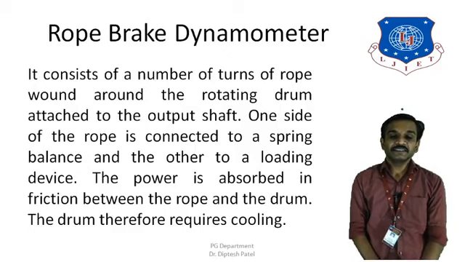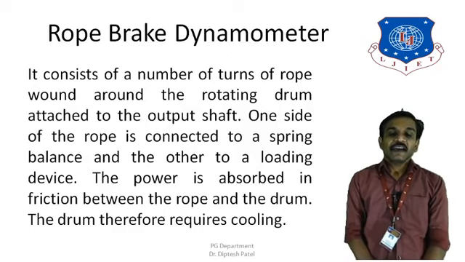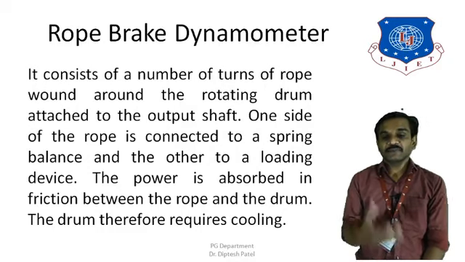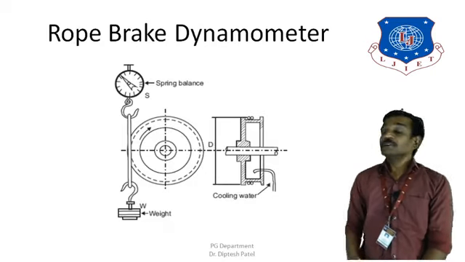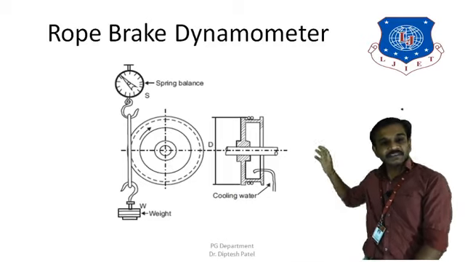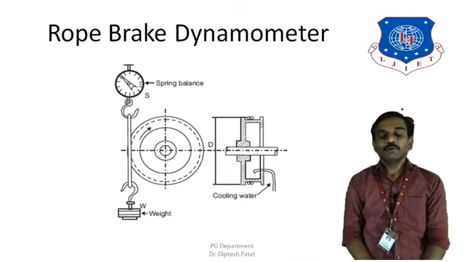that is ultimately dissipated in the form of heat, and therefore cooling is also required in the rope brake dynamometer. Normally water cooling is adopted here for the internal rim. As you can see in the diagram over here, which describes the overall experimental setup.